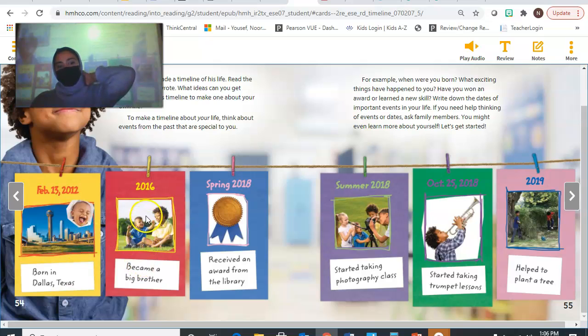Okay, and then a very important event that happened is he had a little brother. And then he received an award from the library. That's important to him. Things that are important to him. That was in 2018. And then he talks about summer 2018. And then in the fall of 2018. And then in 2019. These are things that are important to him.